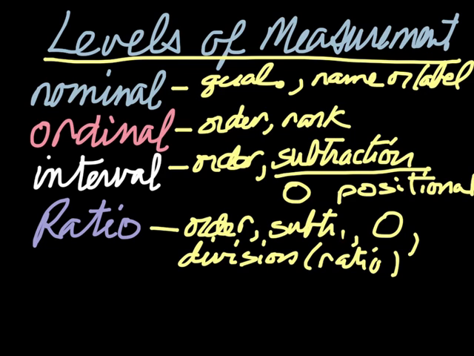If somebody or something weighs 0 pounds, it has no weight at all. Okay? So it's not just a position. All right? It actually has meaning. And then finally, division makes sense. If I put a 300-pound person and a 150-pound person, I can say the 300-pound person is twice as big. All right? 300 to 150 makes the ratio 2 to 1, or twice as big.